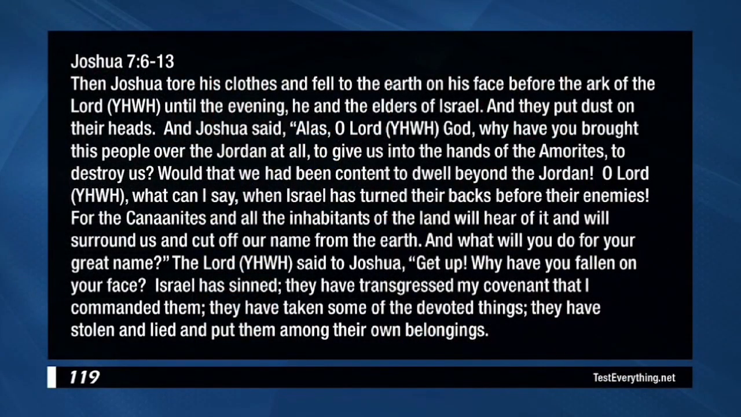Joshua chapter 7, 6 through 13. Then Joshua tore his clothes and fell to the earth on his face before the ark of Yahweh until the evening, he and the elders of Israel. And they put dust on their heads, and Joshua said, "Alas, Yahweh God, why have you brought this people over the Jordan at all, to give us into the hands of the Amorites, to destroy us?"